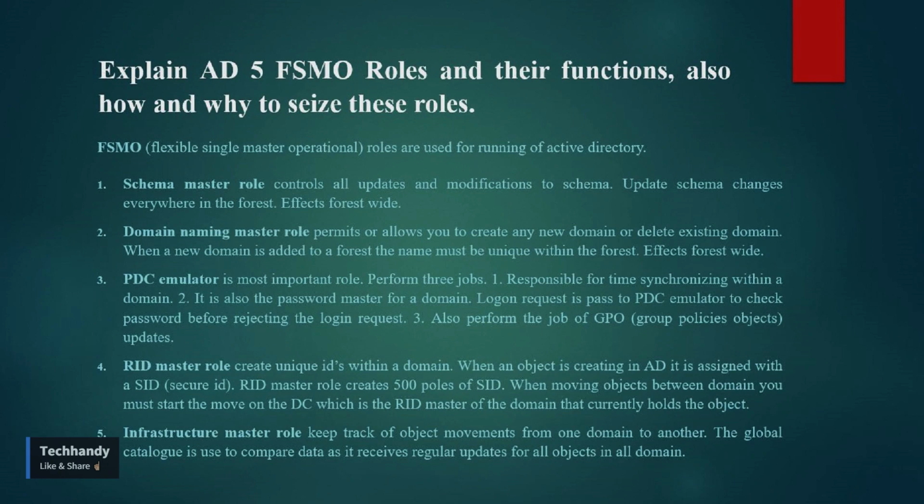Explain the five FSMO roles and their functions, also how and why to seize these roles. FSMO, Flexible Single Master Operations, roles are used for running Active Directory. Schema Master role controls all updates and modifications to the schema. Updates schema changes everywhere in the forest. Affects forest-wide. Domain naming master role allows you to create any new domain or delete an existing domain.